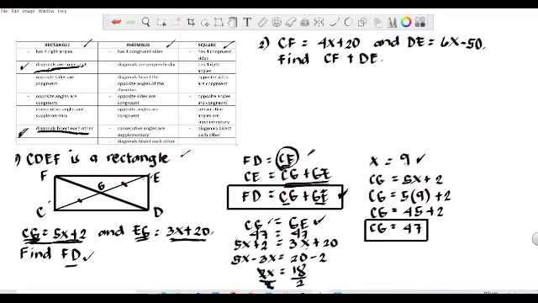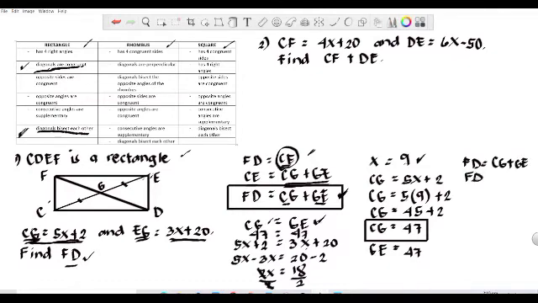Okay? So, you can check it on your end. Okay? Pero dito itutuloy na natin siya. So, pareho lang silang dalawa. Okay? Ang CG at saka GE. So, CG is 47. Ibig sabihin, ang GE ay also equal to 47. So, let's now solve for FD. Alright? So, FD is equal to, sabi nga dito, CG plus GE.